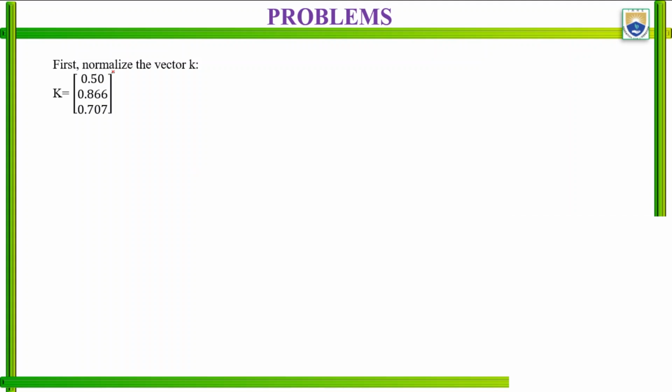Now, firstly, we will normalize the vector k, as we have k equals 0.5, 0.866, 0.707. We normalize it by taking the square root of 0.5 squared plus 0.866 squared plus 0.707 squared. Now, what will we get?